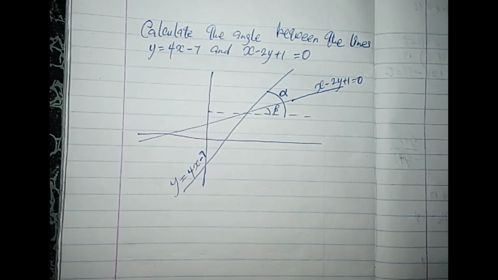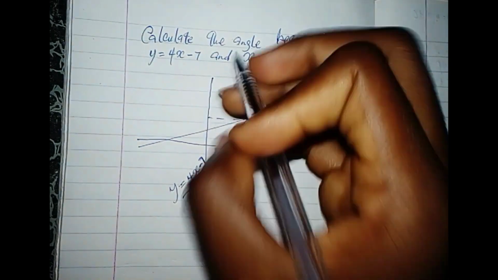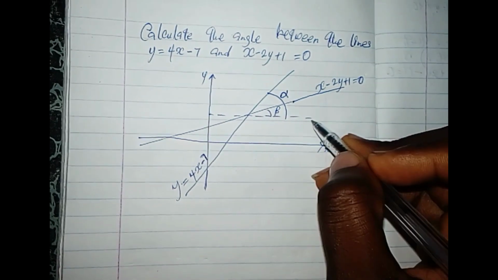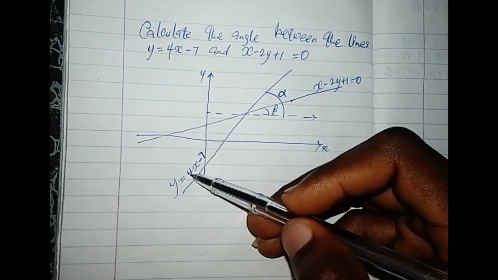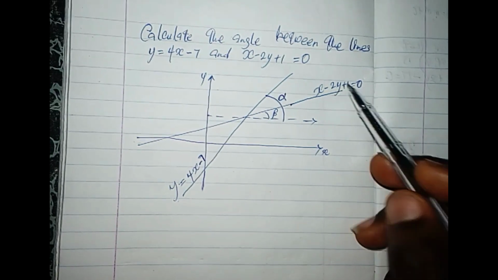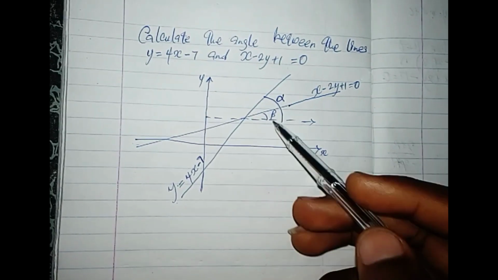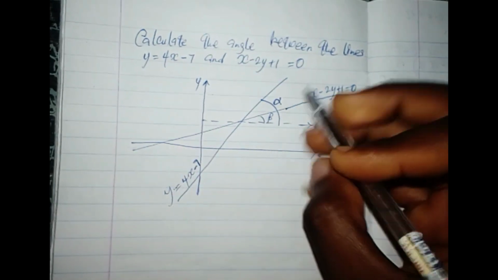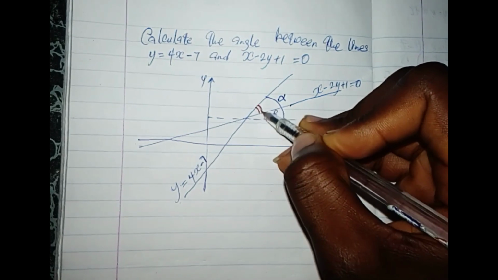equals 0. So these lines have been sketched on a graph, as you can see, where this is the y-axis and this is the x-axis. What we can see is that this line is y equals 4x minus 7, and this line is x minus 2y plus 1 equals 0. We are asked to find the angle between these two lines, and the angle between these two lines is simply this angle here.